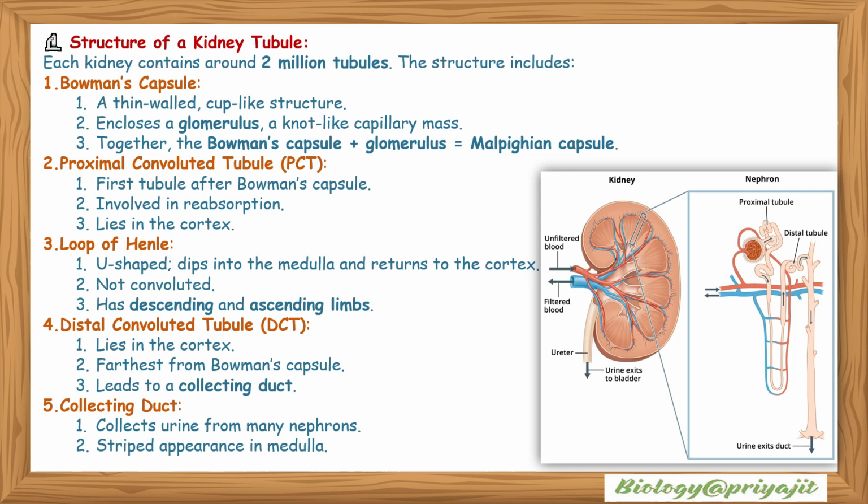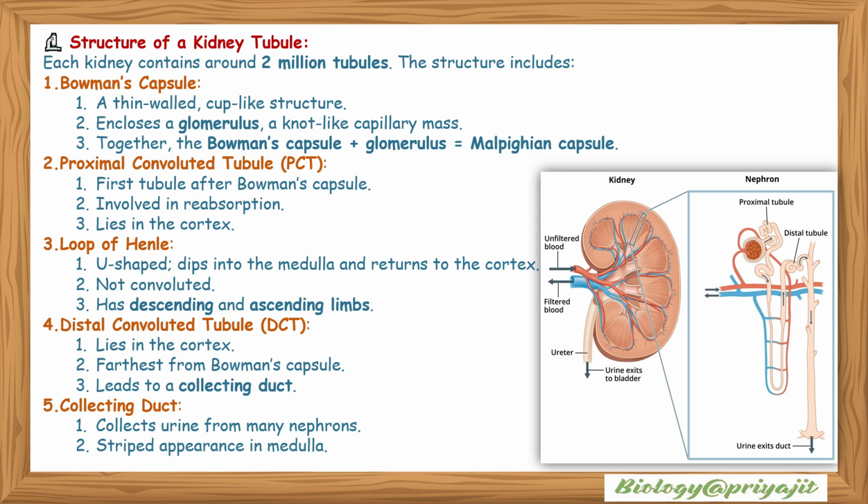Each kidney contains around 2 million tubules. The structure includes the Bowman's capsule, a thin-walled cup-like structure which encloses a glomerulus, a knot-like capillary mass. Together the Bowman's capsule and glomerulus form the Malpighian capsule. Proximal convoluted tubule or PCT: it is the first tubule after Bowman's capsule. It is involved in the process of reabsorption. It lies in the cortex.